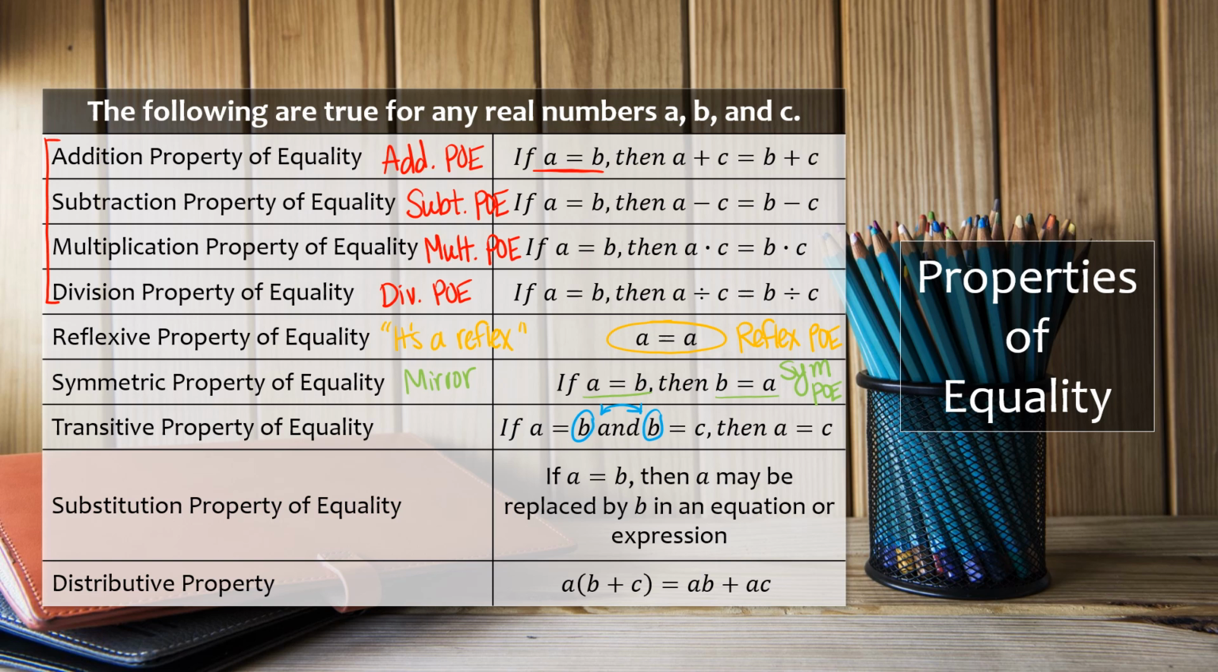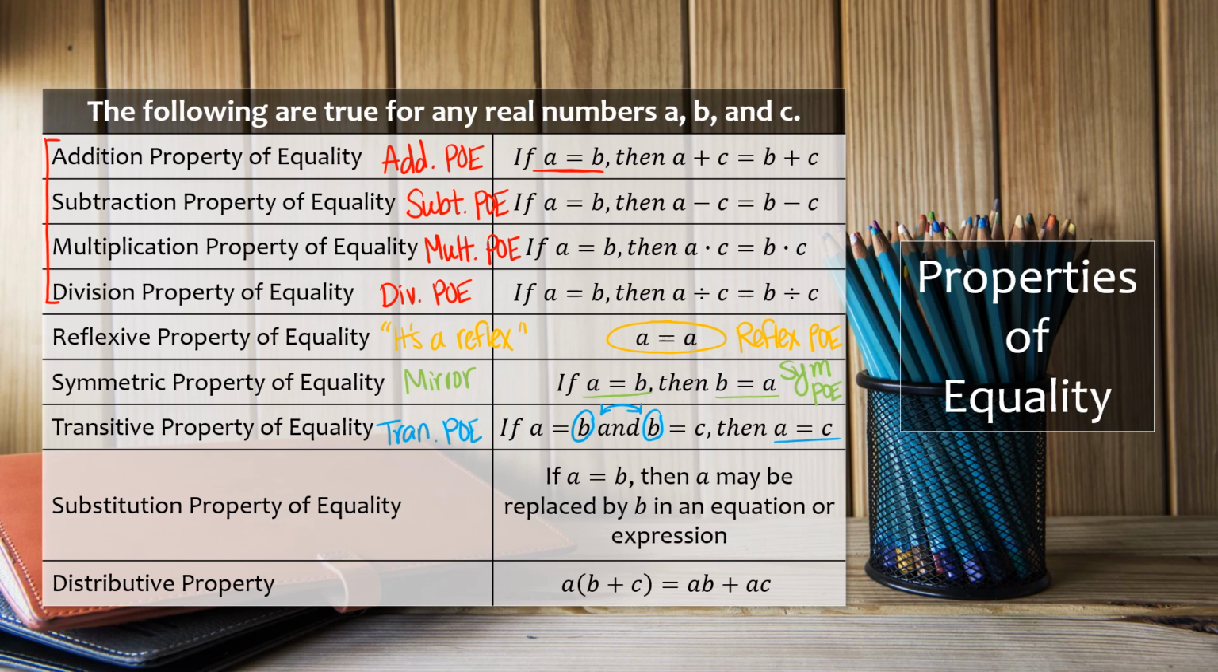The transitive property of equality states, if A equals B and B also equals C, then A equals C. So we cut out B entirely, we cut out the repeated element of our equation to conclude A equals C. And I will often abbreviate this trans POE.